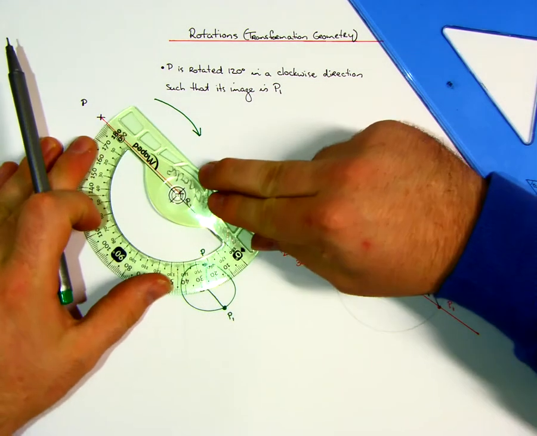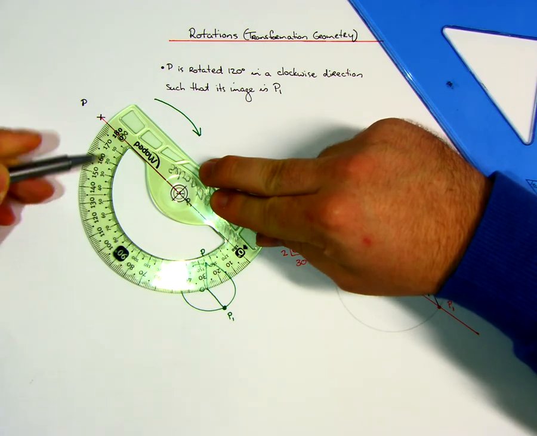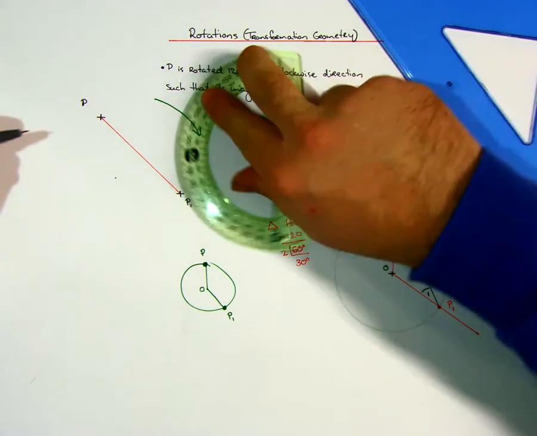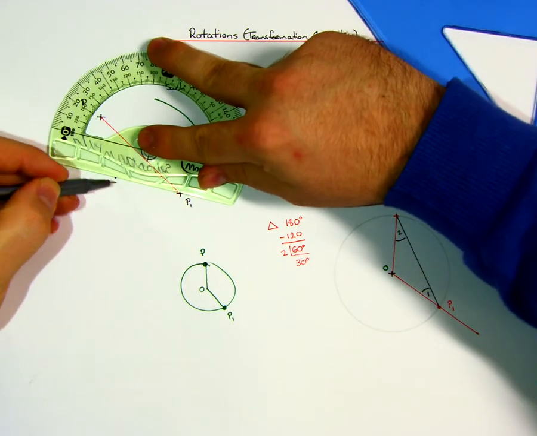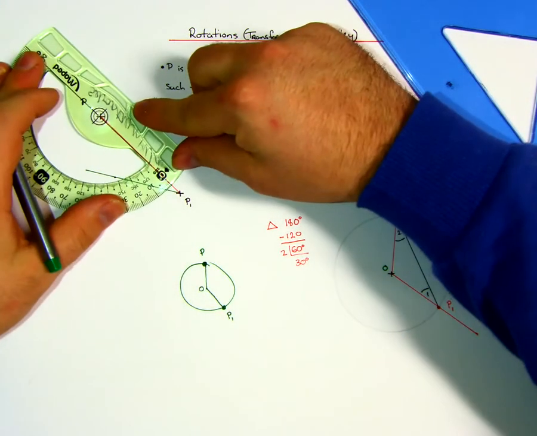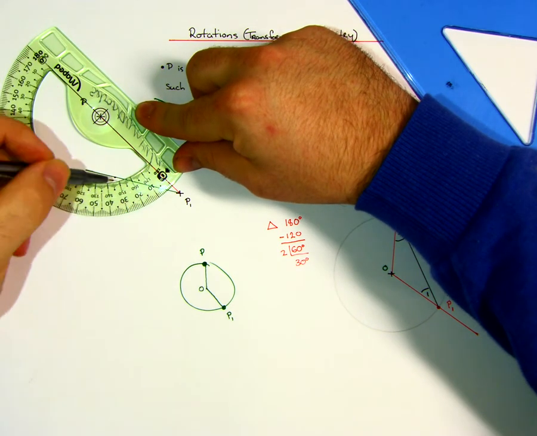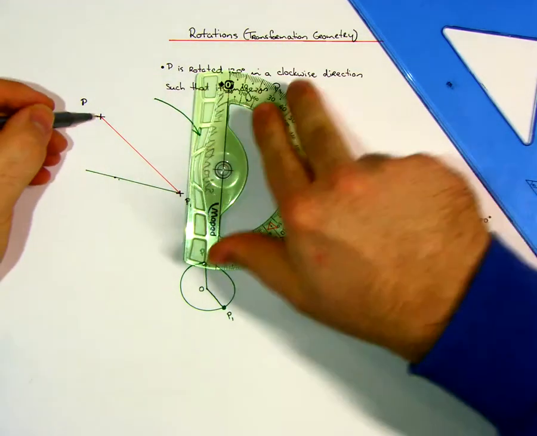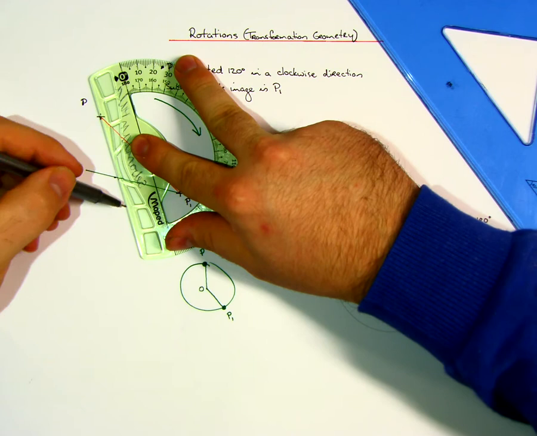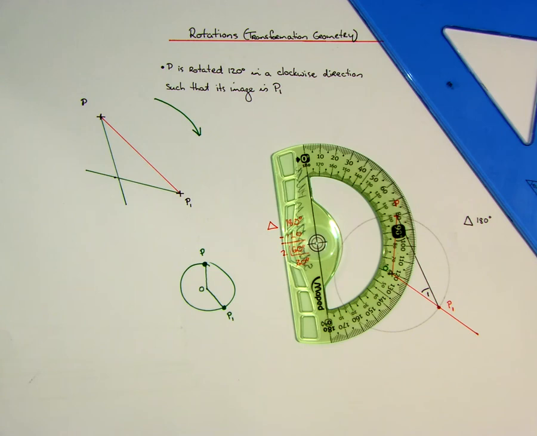So again, I'm going to work with P1 first. I measure off 10, 20, 30 degrees, make my little mark and draw my line. Right, I'm going to do the same from P: 10, 20, 30 degrees, and draw my line. And that point where they cross is, what's it called? The origin, or my point of rotation or center of rotation. Is that okay?